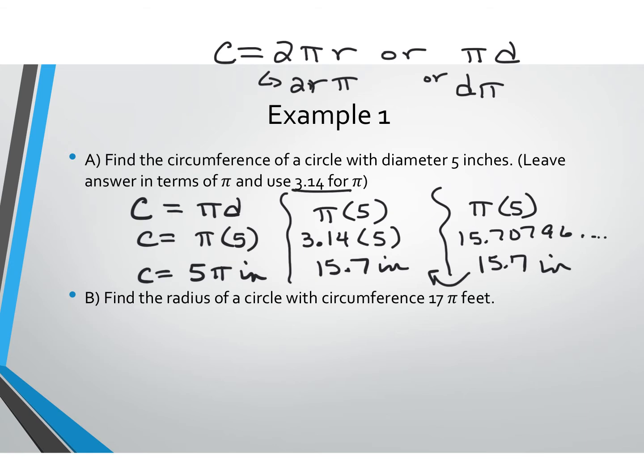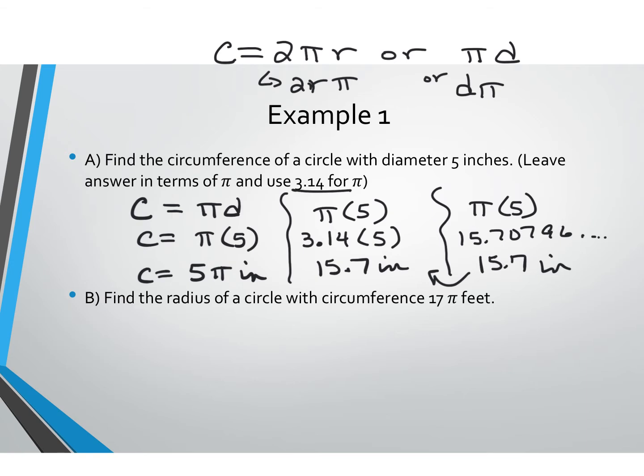So in the homework tonight, if it doesn't specify, then you're using your calculator and you're using the pi button. Everybody good? If it says use 3.14, then that's what you do. If it says leave it in terms of pi, then you don't multiply it by 3.14 or the pi button, you just put the symbol in there. Let's try the next one.